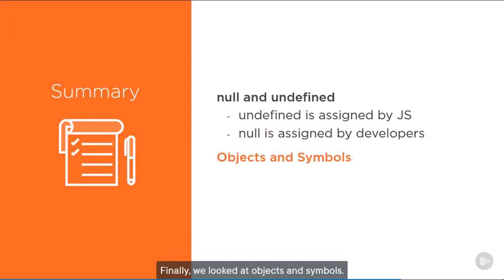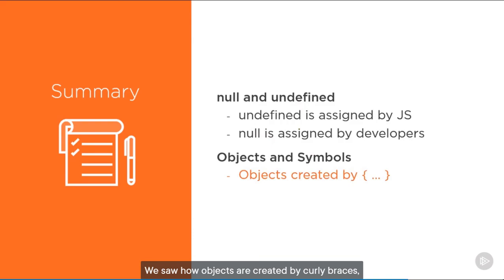Finally, we looked at objects and symbols. We saw how objects are created by curly braces, and we're going to be covering these in detail along with symbols later in the course. So now you know all about variables and the type of variables that we work with in JavaScript.